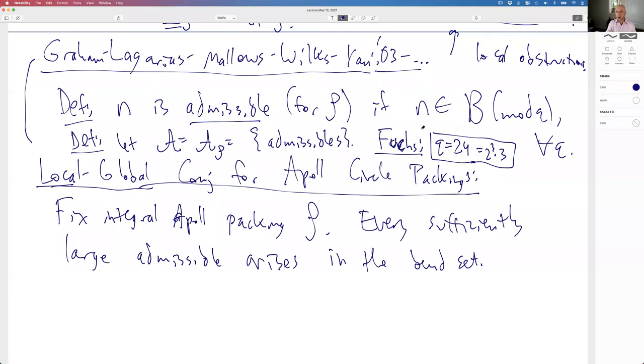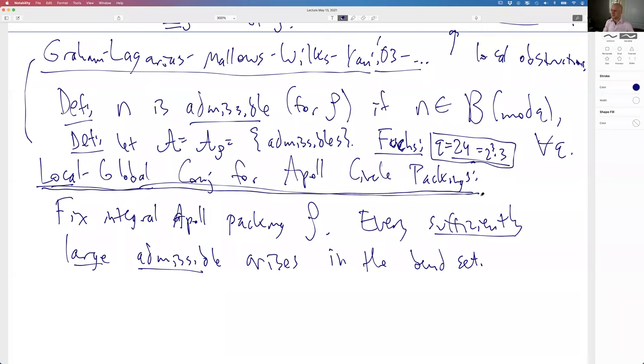But anyway, so it seems like admissibility is a hard condition. You need to check that you're in the bend set mod Q for all Q. But actually, it's a finite check and a very simple quick one for any given packing. So admissibility is easy. Sufficiently large, well, that depends on the packing. Again, you could start with packings that have smaller and smaller initial bends, initial curvatures.